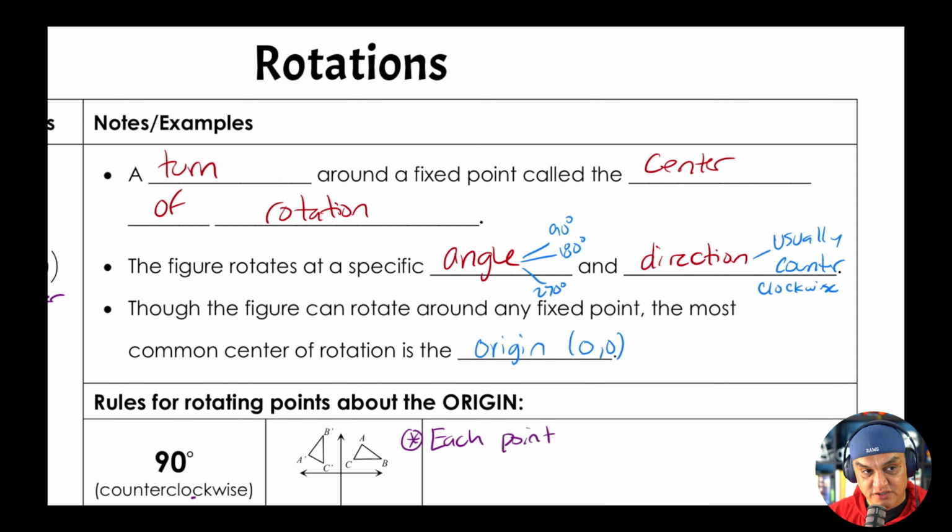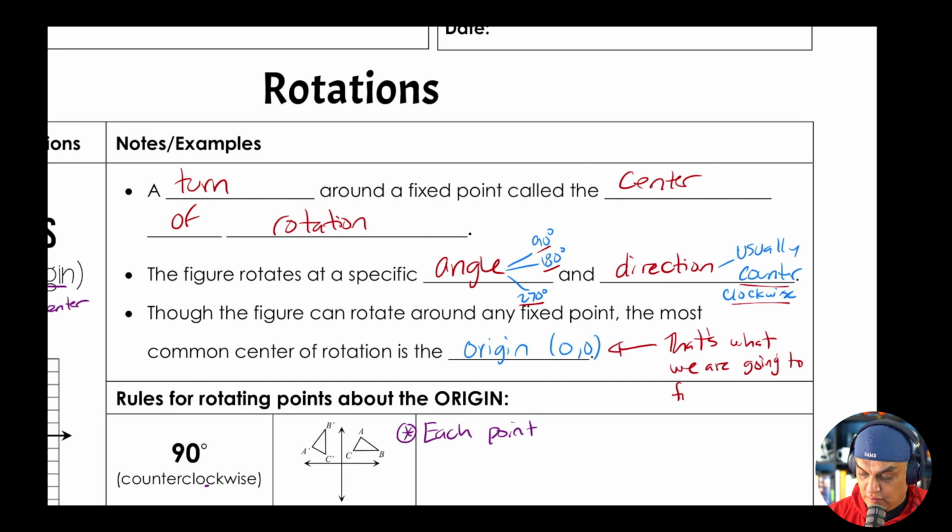Yes, I can zoom out. Sorry about that. There you go. And though the figure can rotate around any fixed point, the most common center of rotation is the origin, and that's what we're going to focus on.